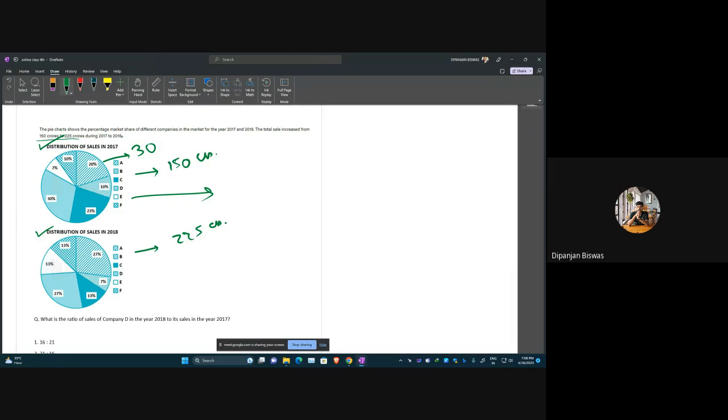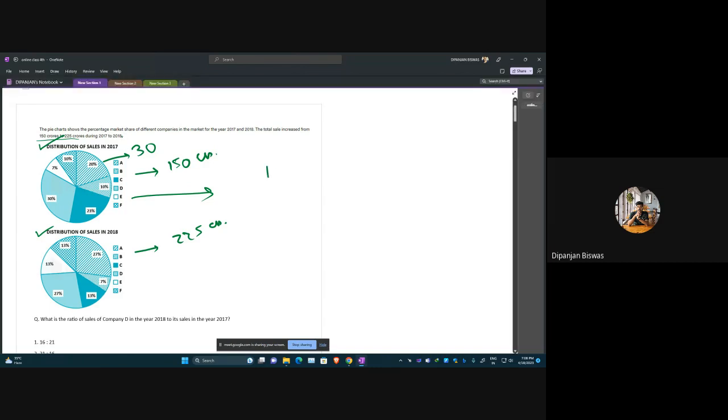In 2017, you can say 150 crores was the summation of their total sales. But company D has a share of, and you can see D is this, 30%, 30% into 150. And you have to find the ratio. Again, in 2018, the total data was 225 crores, and the sale of company D was 27%.